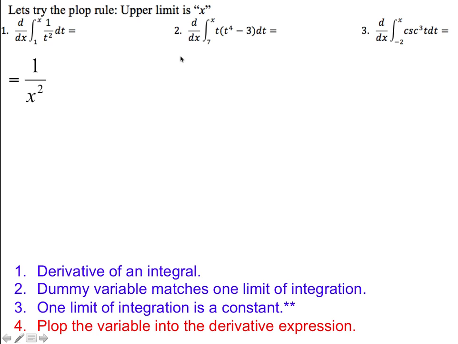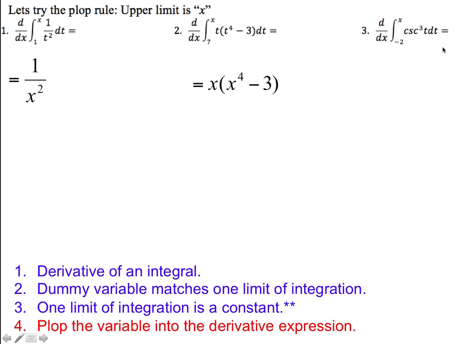And so let's go look at question 2 now, and we're going to go through this checklist again. I've got the derivative of an integral. I've got the dummy variable that matches the limit variable. I've got one limit of integration that's constant. And so I can use the plop rule. I have this expression here, t times the quantity t to the 4th minus 3. Every time I see a t, I'm going to replace it with an x. So it's going to be x times the quantity x to the 4th minus 3.